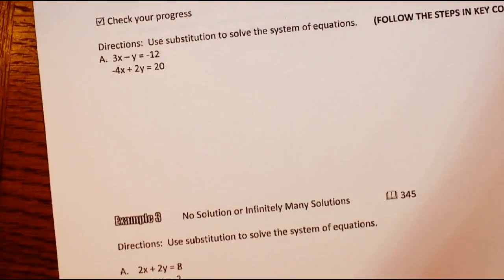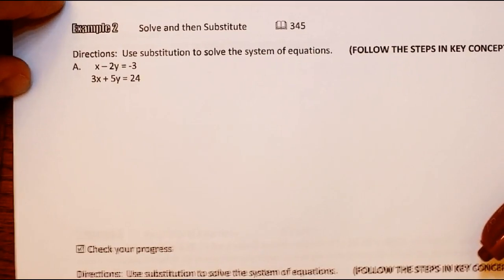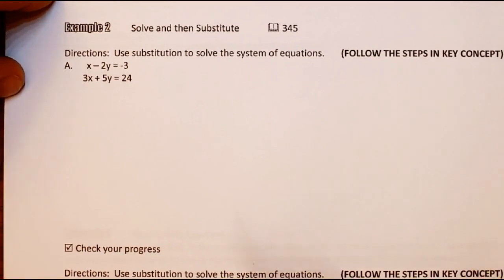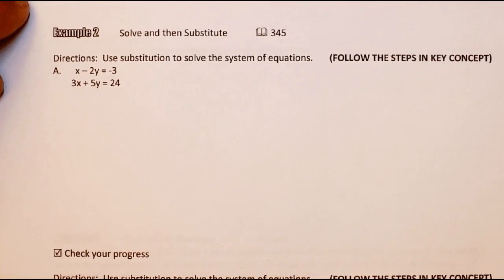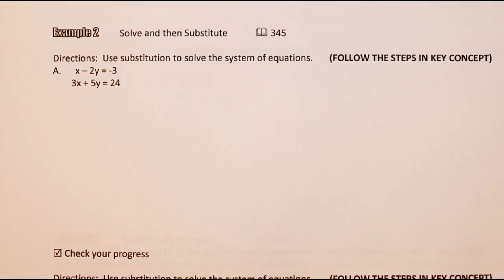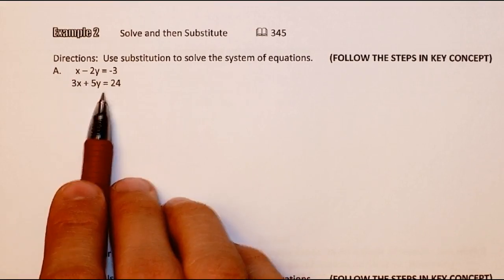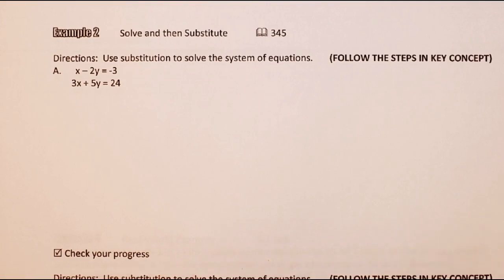In example number 2, here it says that we want to solve and then substitute. So we are going to use substitution to solve the system of equations. Over here in bold, remember to follow the steps in the key concept. So our first one is to solve at least one of the equations for one of the variables. Here both equations are written in standard form. So I can solve for x or solve for y.